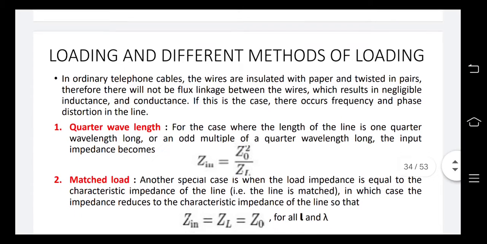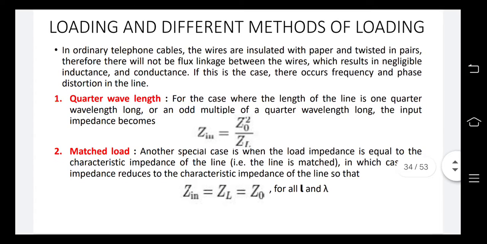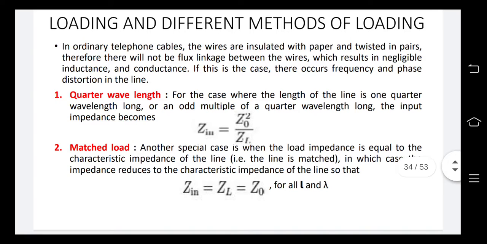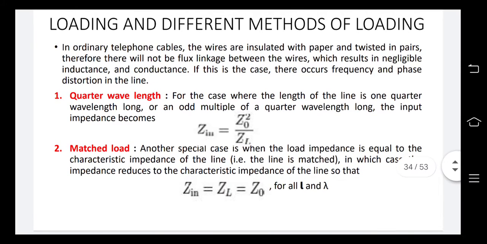Next, we can see about loading and different methods of loading. In ordinary telephone cables, the wires are insulated with paper and twisted in pairs. Therefore, there will not be any flux linkage between the wires, which results in negligible inductance and conductance. If this is the case, there occurs frequency and phase distortion in the line.